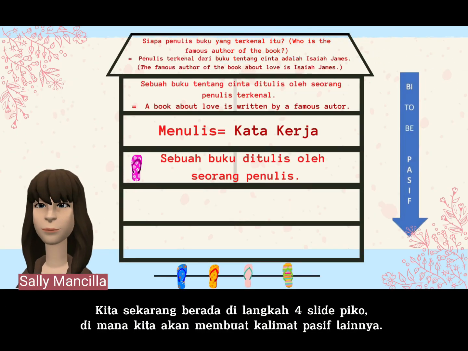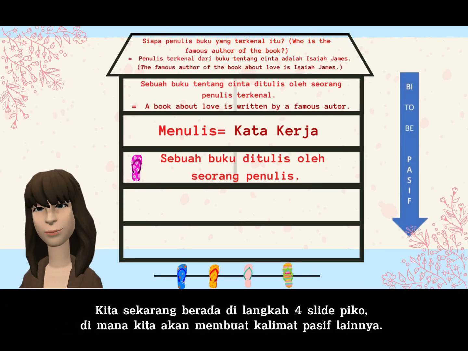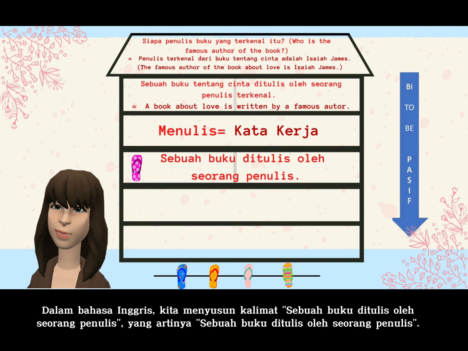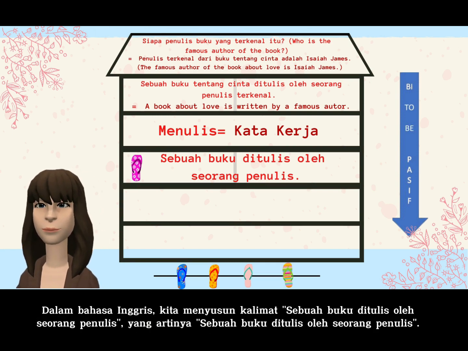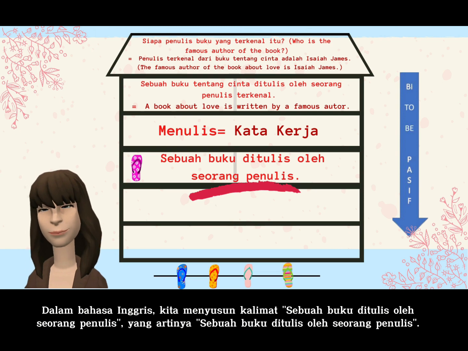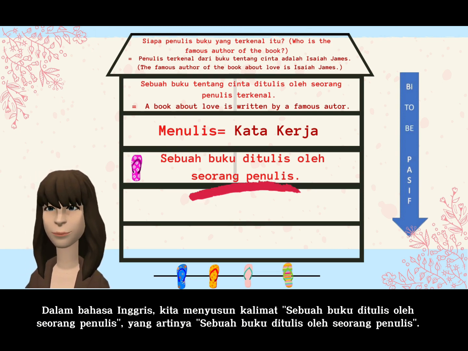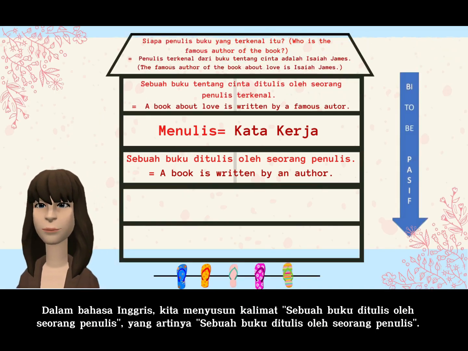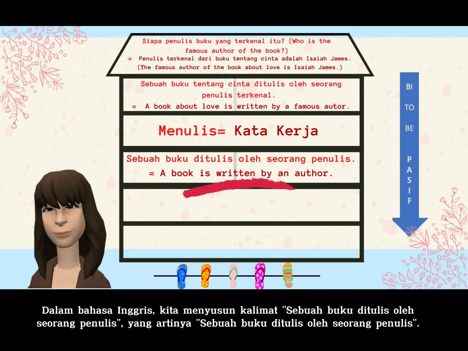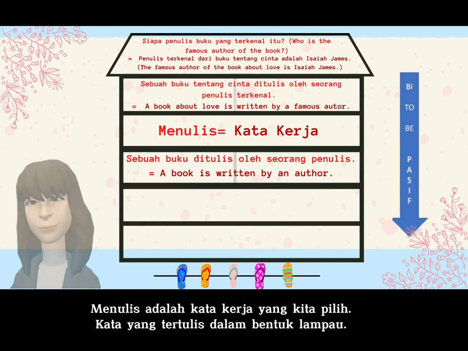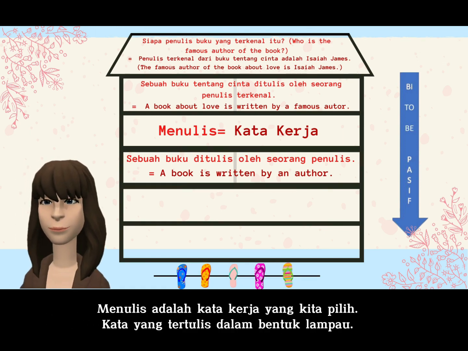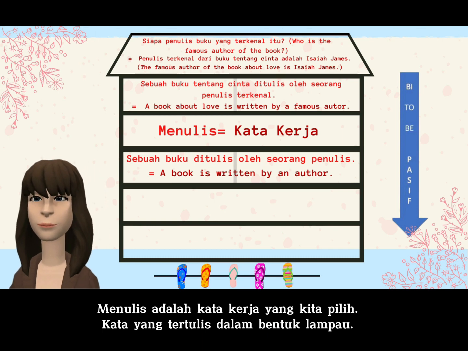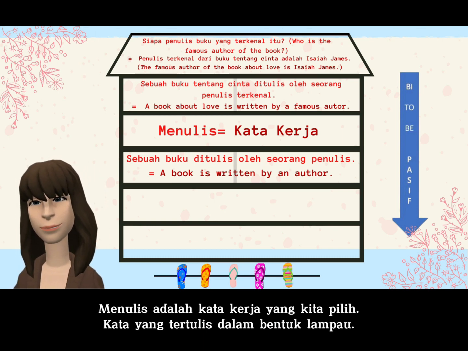We are now in step 4 of the Pico slides, where we will construct another passive sentence. In Bahasa Indonesia, we construct the sentence, sebuah buku ditulis oleh seorang penulis. So, in Bahasa English, it means a book is written by an author. So, menulis is a verb that we have chosen. The written word here is in the past tense.